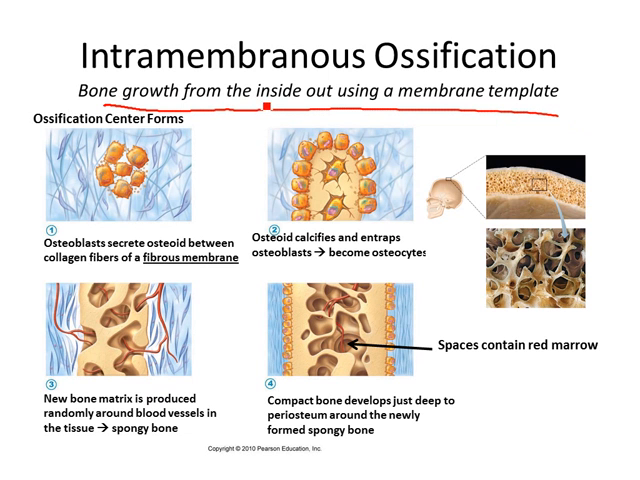So from the inside out using a membrane. Step number one, you have a membrane, a fibrous membrane. Then osteoblasts come in and migrate inside the membrane, and they start to make that osteoid. So here's our membrane, here's our osteoblasts, and now they're secreting all that osteoid, and it becomes hard.